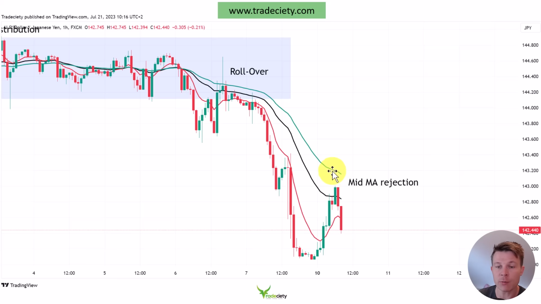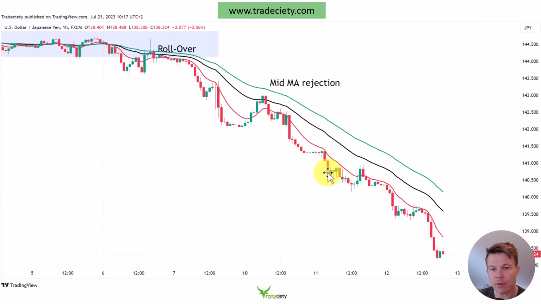We're not even able to come close to the 50. So this is showing us a healthy downtrend. And then you can see we move lower. We sometimes dip into the 10, but we don't even reach the 30, let alone the 50.